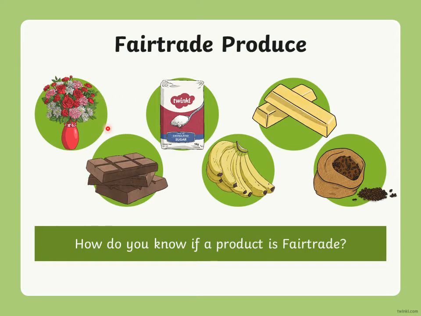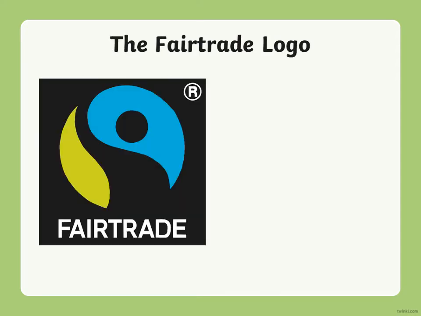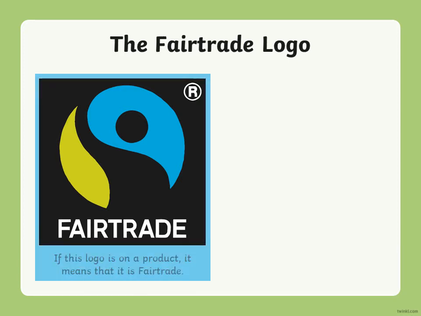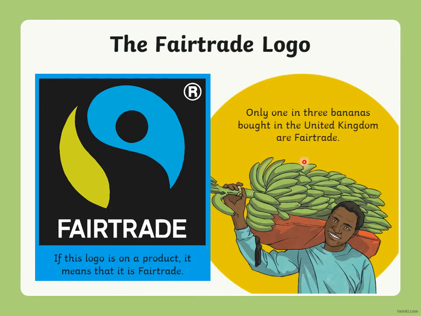Yeah, we've got flowers, we have got chocolate, we've got sugar, bananas. I'm not sure, I think that's white chocolate potentially. And then we've got coffee beans. The Fairtrade logo. You might have seen this in supermarkets. So products with this logo on means that that product is fair trade. Only 1 in 3 bananas bought in the United Kingdom are fair trade.